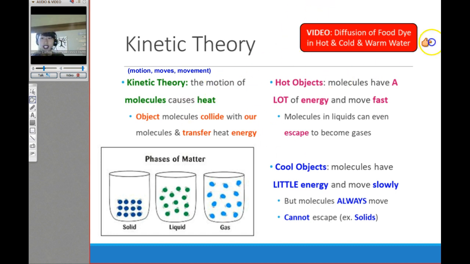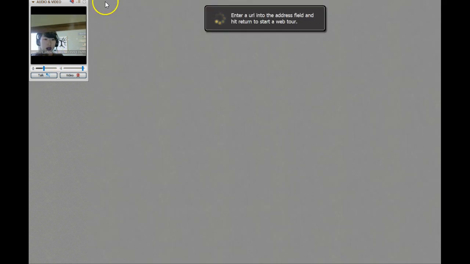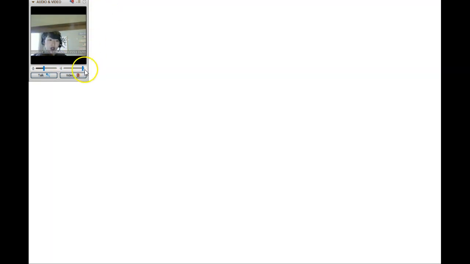What I want you to see is the diffusion, which is the spreading of food dye, in hot, cold, and warm water. This should help us better visualize the speed or the motion of molecules at different temperatures of water. I'm going to pop this up on the whiteboard. It's about 30 seconds. You're going to make observations and give me a green check when you finish watching it. All right, so here we go. Again, green checks when you finish watching it.